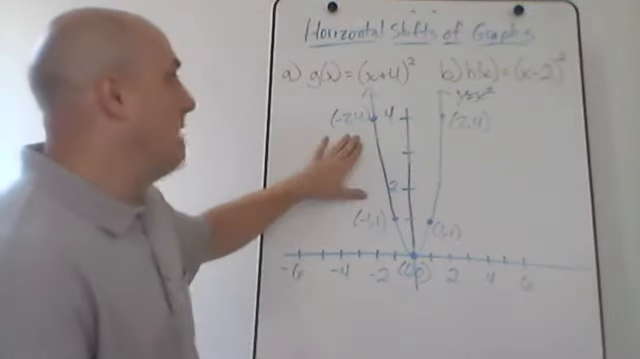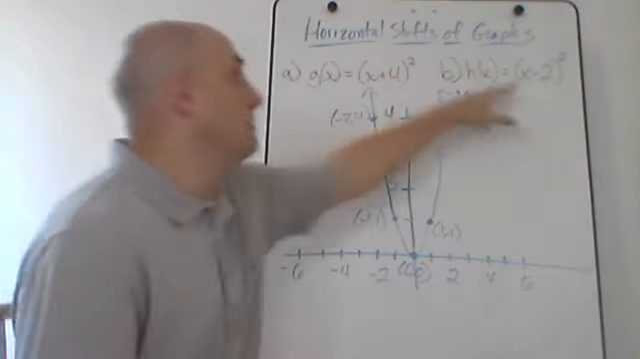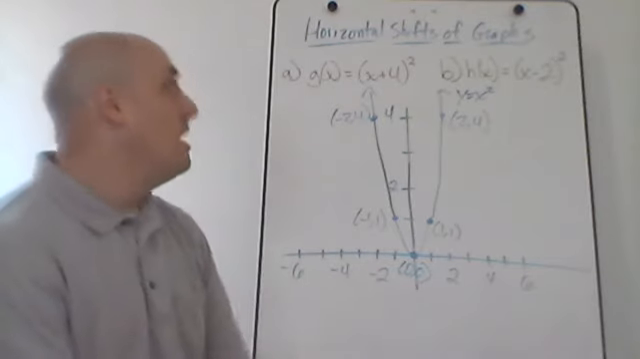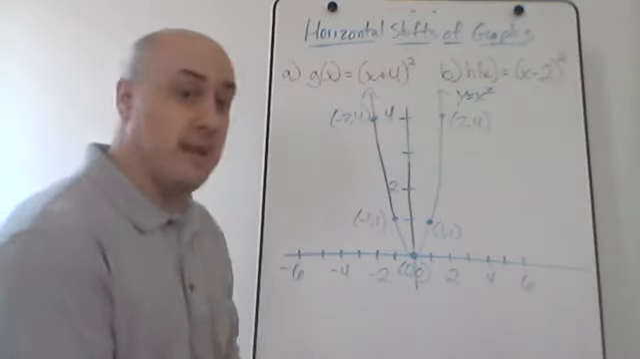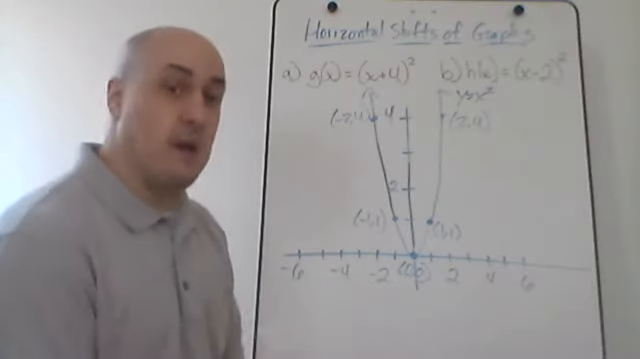All right, so that's my graph of y equals x squared. That's my parent function for these two other ones that we have here. And now, once I know what the parent function is, I identify that, and I know what the graph of that parent function looks like.